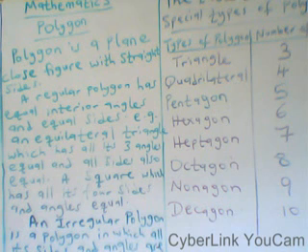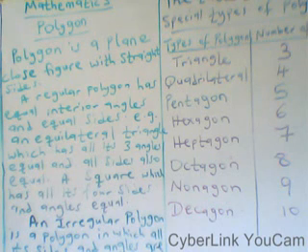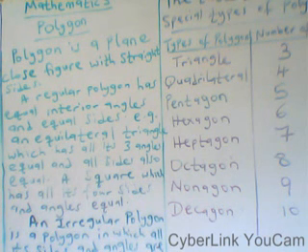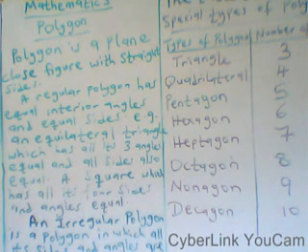For the case of an irregular polygon, when they say something is not regular, that means it's not equal. An irregular polygon is a polygon in which all its sides and angles are not equal. Its sides and angles are not equal.